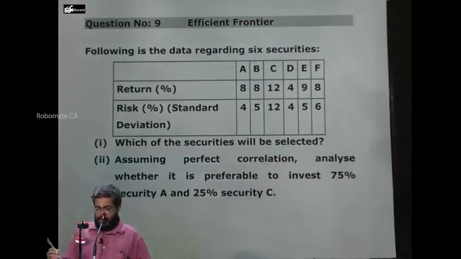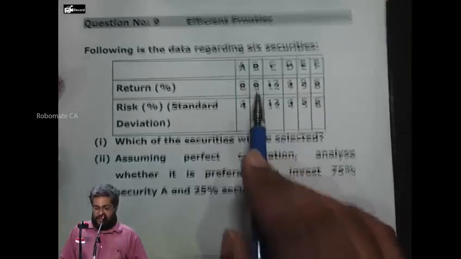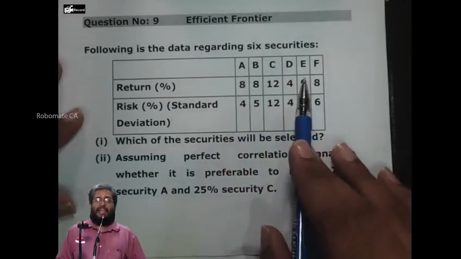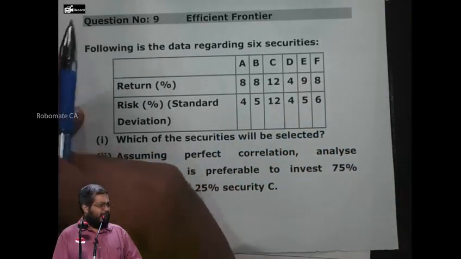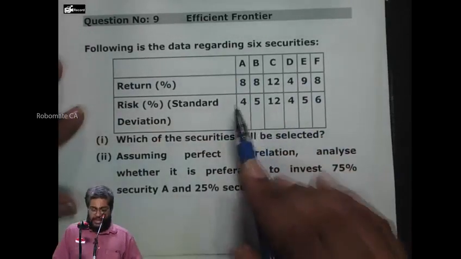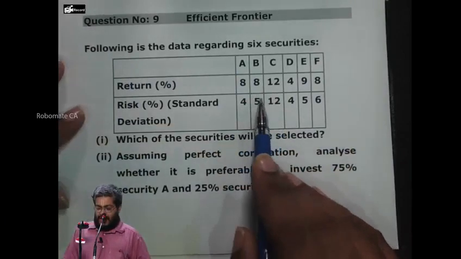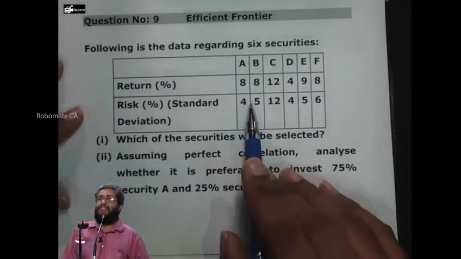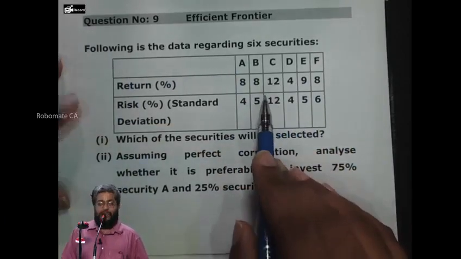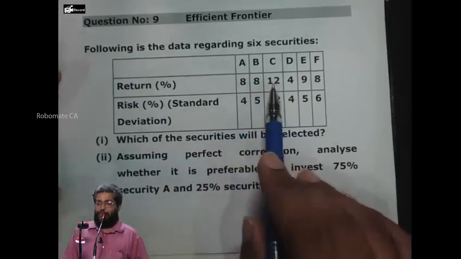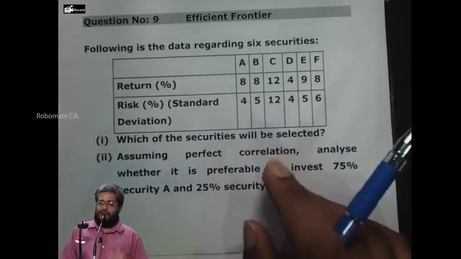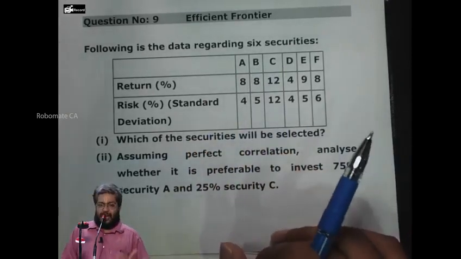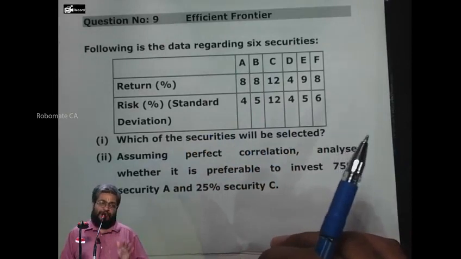Okay. Let us see which securities are efficient and which are inefficient. If I identify the inefficient, the remaining are what? Efficient. Tell me, is security A efficient or inefficient? All of you, tell me: an inefficient security is one for which there exists another that gives a higher return for a lower risk, a higher return for the same risk, or the same return for a lower risk.